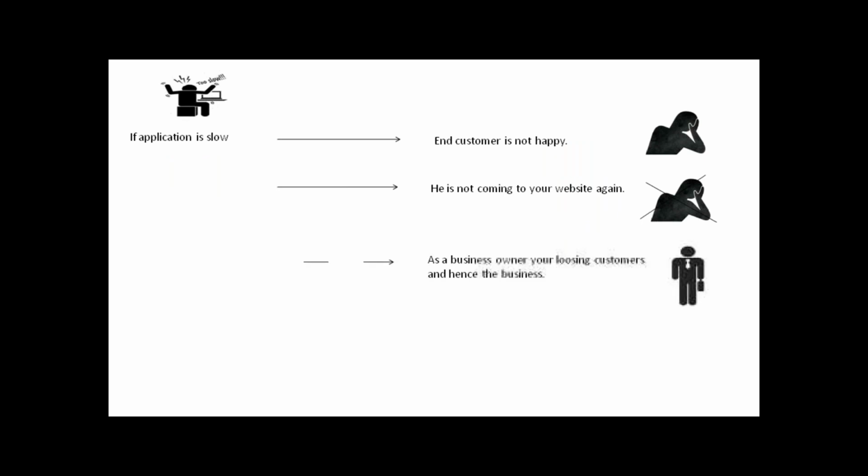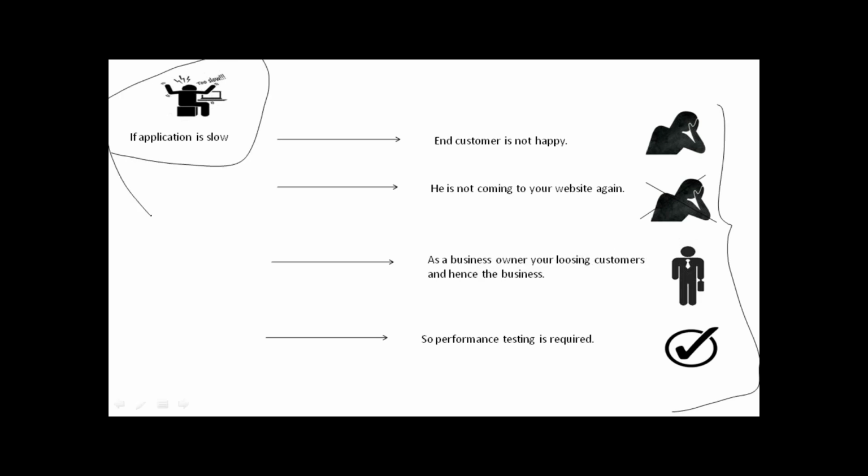website again, then the business owner, the owner of Amazon in this case, will be losing his customers, and if he loses his customers, he will be losing the business as well, right? If there are 1,000 people coming to the website and ordering now, and later on there are only 100 people coming, he's losing the business. He wants more and more people to come to his website and purchase things so that he can make more profits. Less customers means less profits, so he's losing the business. So performance testing is required. This is the reason why we do performance testing.